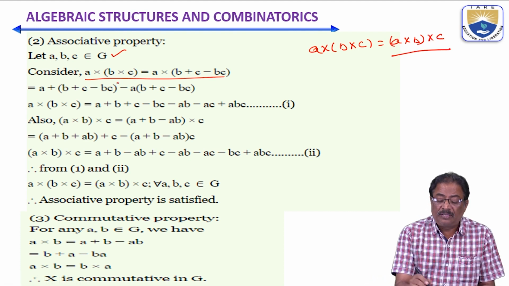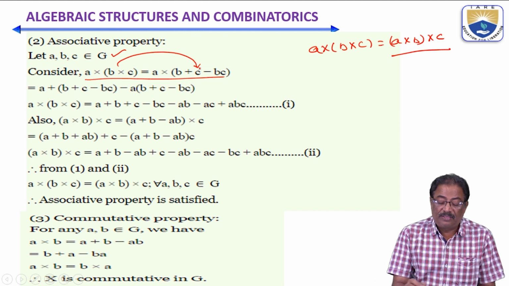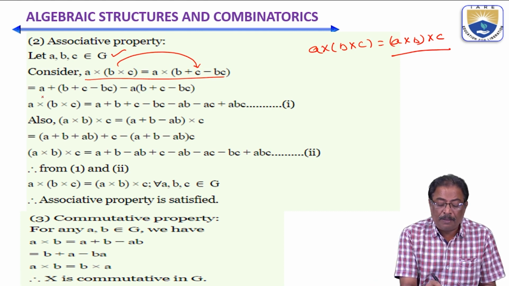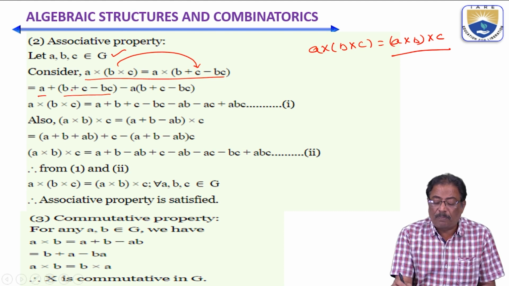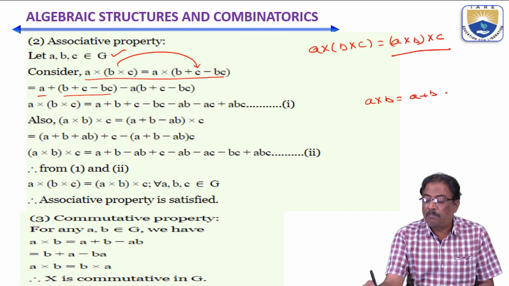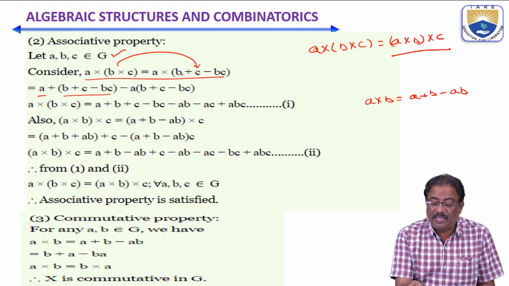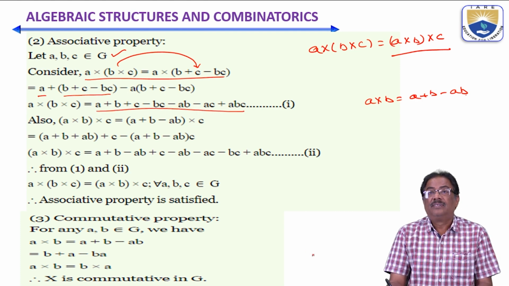So for that, the first one, A cross (B cross C), we are going to take B cross C and write it as B plus C minus BC. Then after that, we are going to apply A plus B minus AB. What is A cross B? It is given as A plus B minus AB. So in that way, I am taking A cross B as A plus B minus AB. So I am going to simplify this. I am going to get the corresponding values like this.